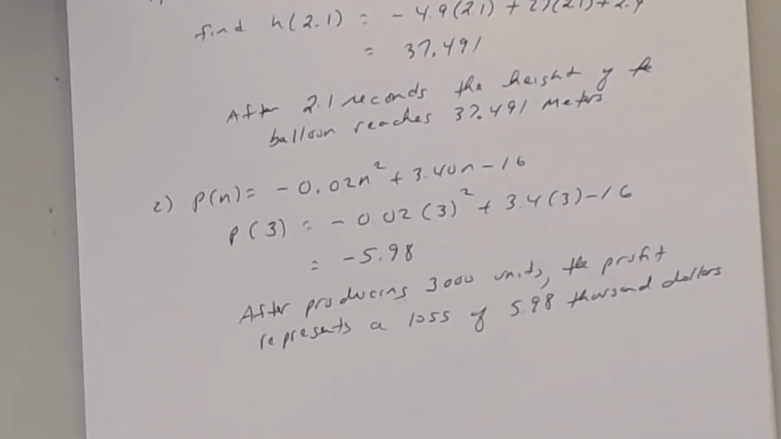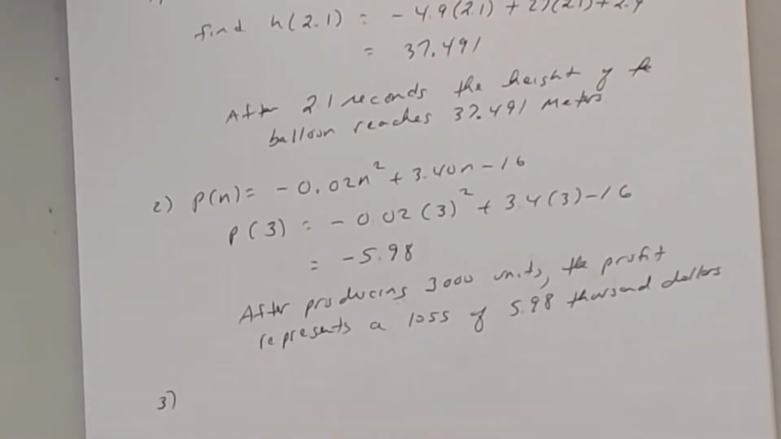So it is possible in business to produce too many things. It could be that people are not buying that many, so there's always a balance you have to make. If I produce too many, I'm probably not going to sell that many, so your profit becomes a loss at some point. So after producing 3,000 units, the profit represents a loss of almost $6,000, since 5.98 is about 6, which is $6,000.